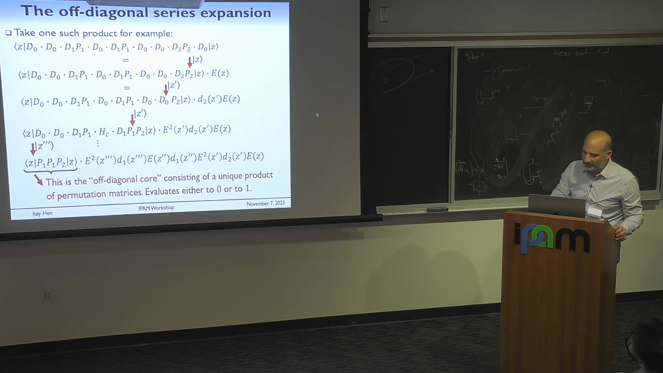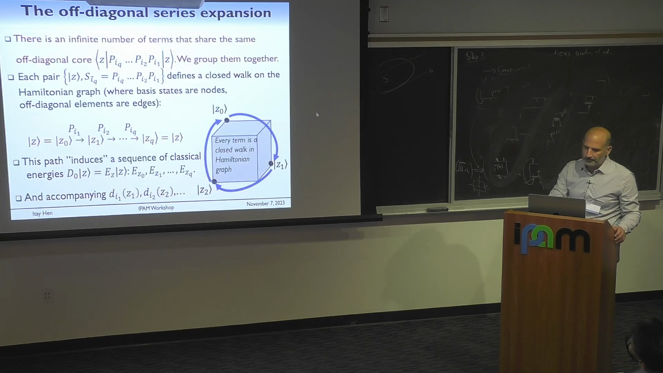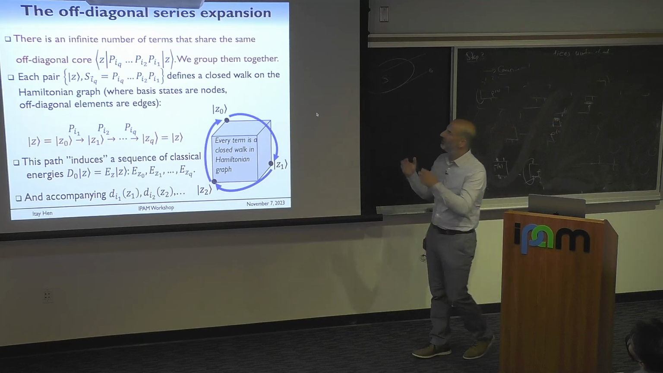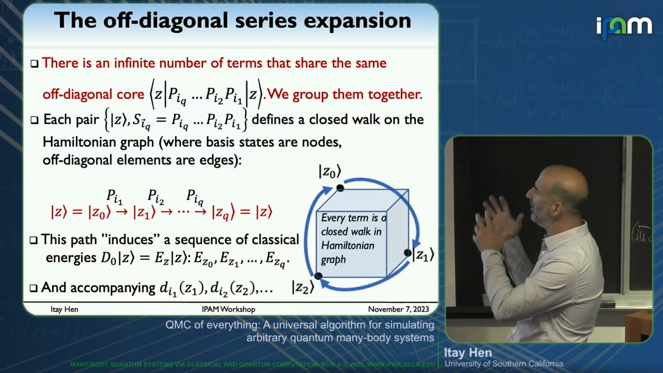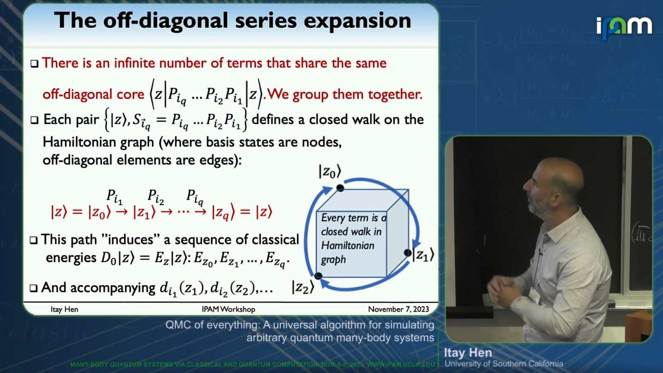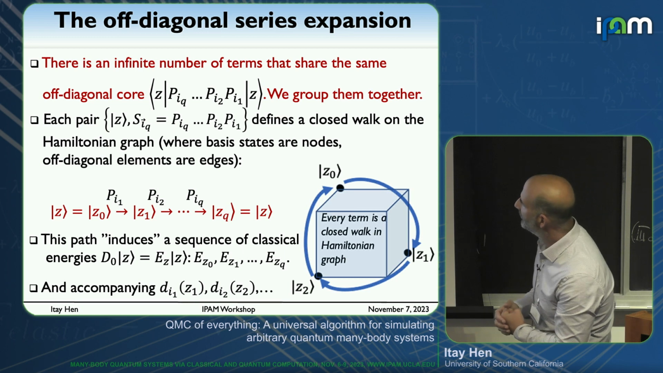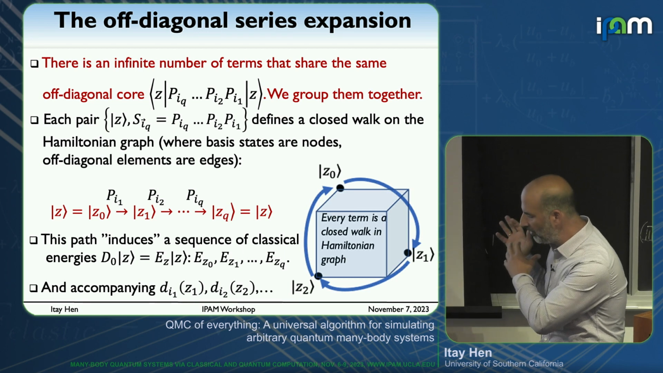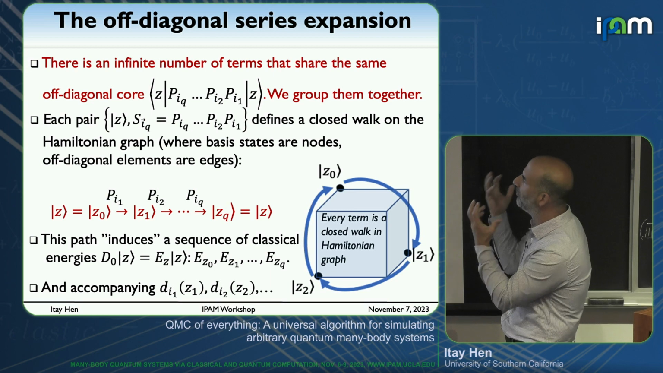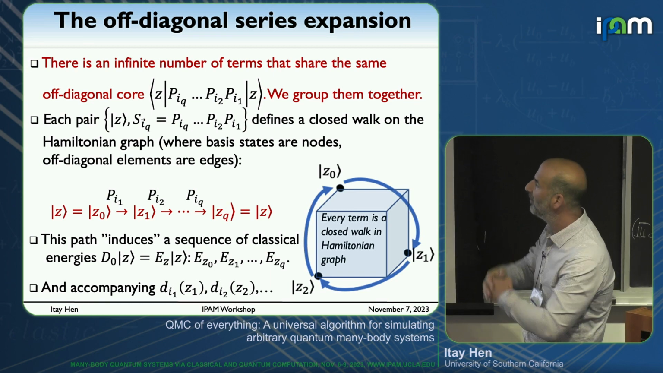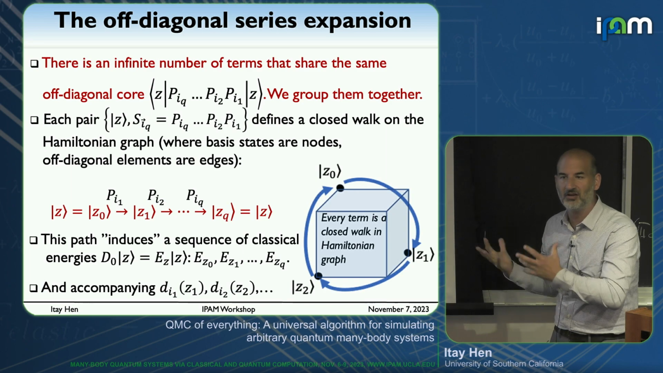So the p's are just the off-diagonal core. And in fact, there are, again, infinitely many terms that share the same core. And each of them produces another constant that you can pull out. And so I will tell you in the next slide how you can group together all those constants into something that is easily computable. And this is the only thing that is magical about this method.